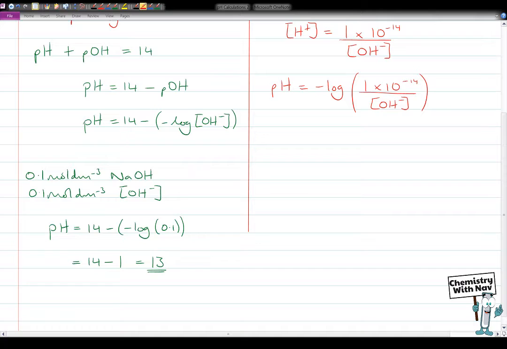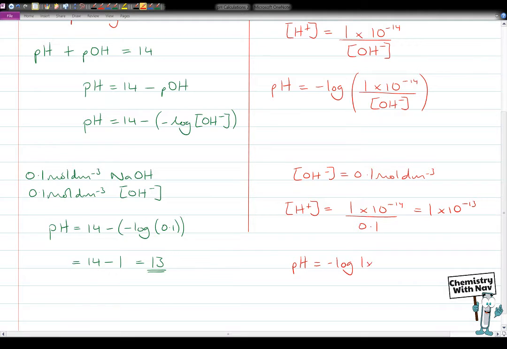If we use the rearrangement method, and we're saying that the concentration of OH minus is equal to 0.1, then H plus is equal to 1 times 10 to the minus 14 over 0.1, which is, should have calculated it first, 1 times 10 to the minus 13, should have seen that coming, and pH is equal to the negative log of 1 times 10 to the minus 13, which is 13.